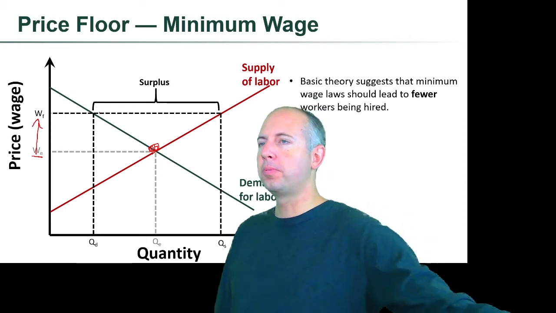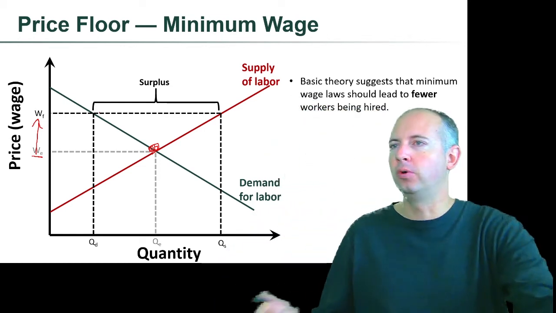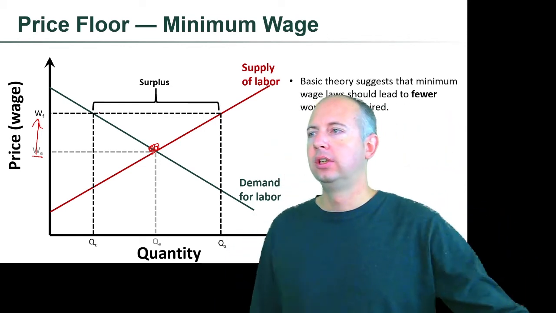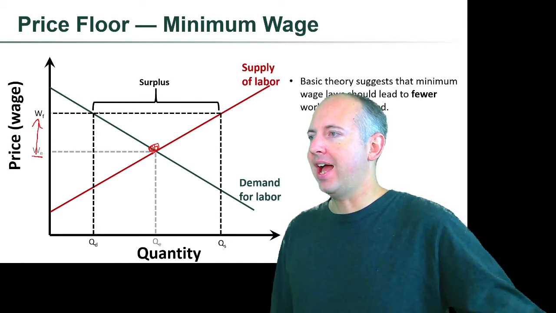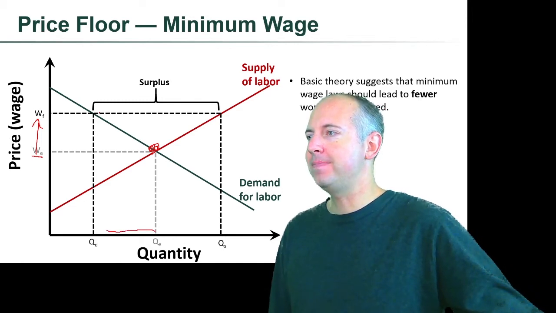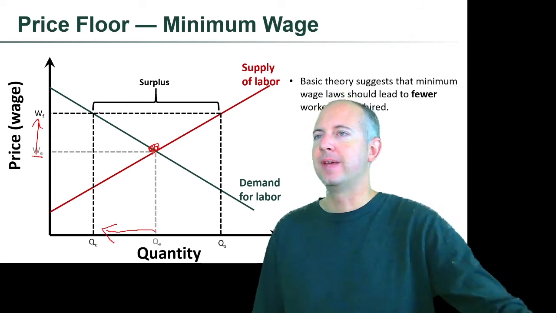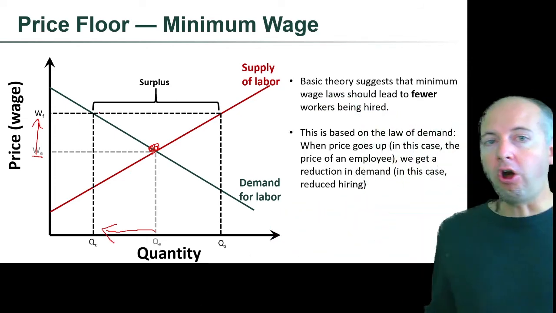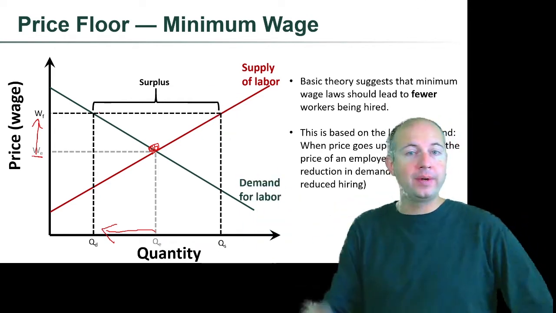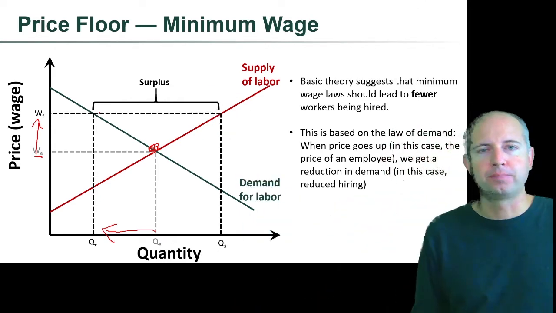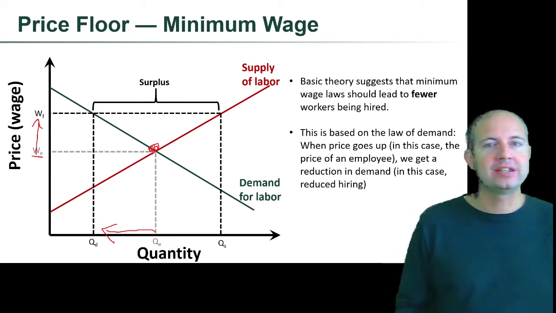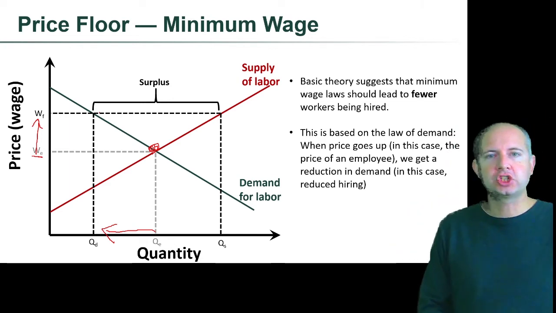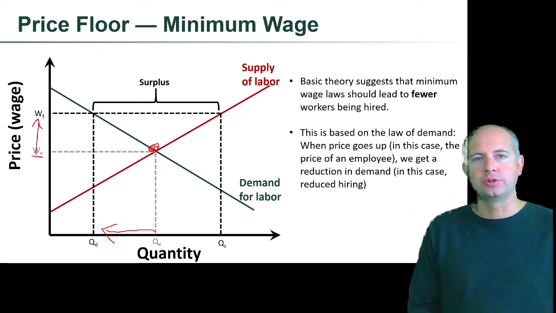We have this surplus of labor, so we have lots of people wanting a job. However, we have fewer people being hired. We would have hired this many people. Now we're only hiring this many. So this is based, again, just on the law of demand. All we have to do to believe this is true is believe that demand slopes down. When price goes up, so in this case, the price of an employee, we get a reduction in demand, which in this case means reduced hiring.